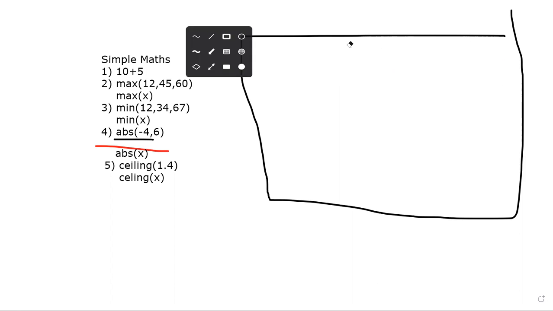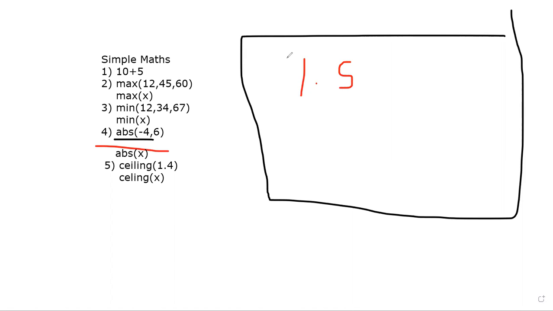Suppose I have 1.5. Ceiling means it will round off this number upward to its nearest integer. So if I use this ceiling function, the answer will be 2. It is rounding off this number in the upward direction, so it will give 2. Okay, so this is a ceiling.